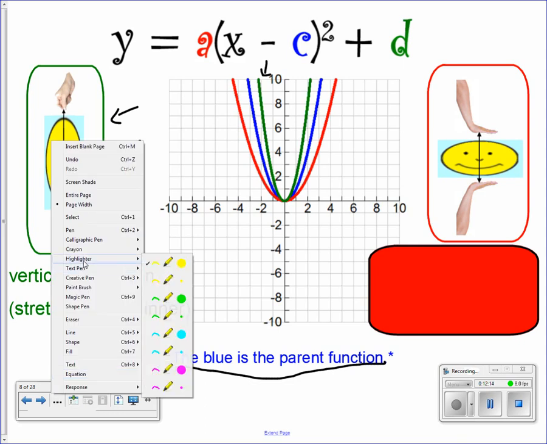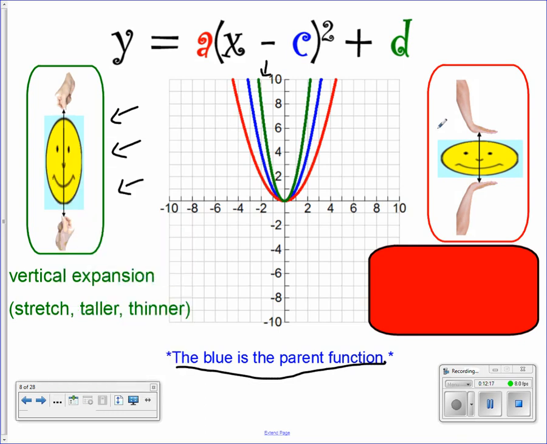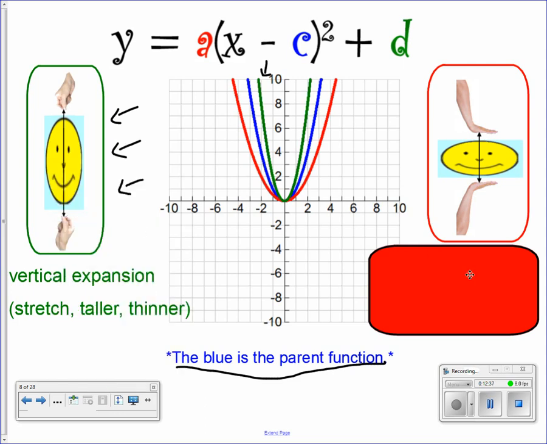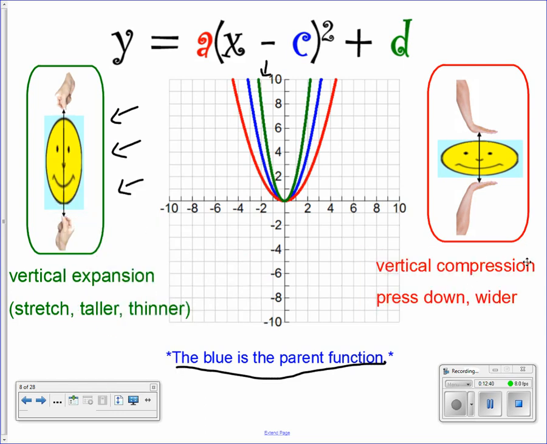And if I were to take this parabola and compress it, looking at this smiley face here, it's being pushed down. It's going to get wider. So my parent function is the blue, and if I compress it, it'll become the red. It becomes fatter or wider. In math, a fancy way of saying that is vertical compression, to press down or make wider, as what's happening in the smiley face over here in this picture. So that's what we're going to do today.